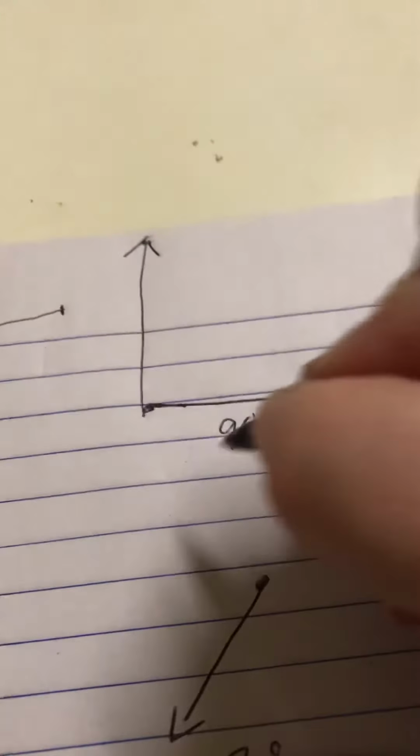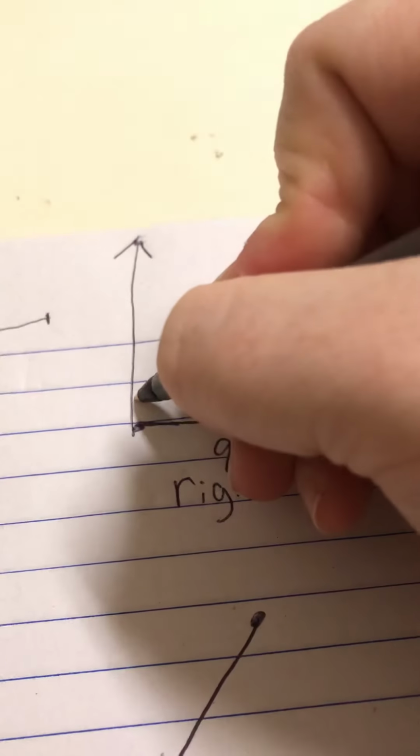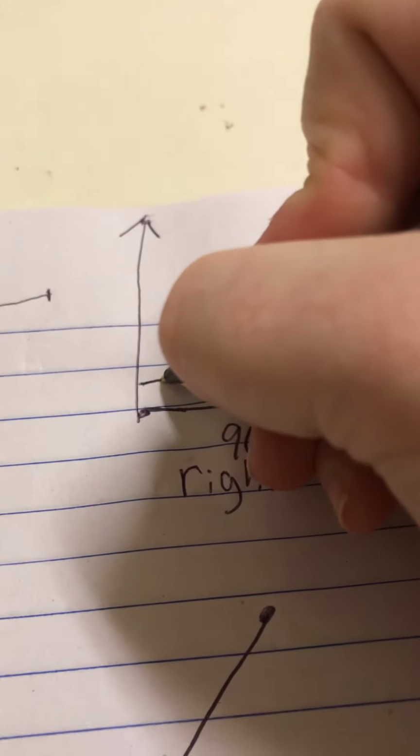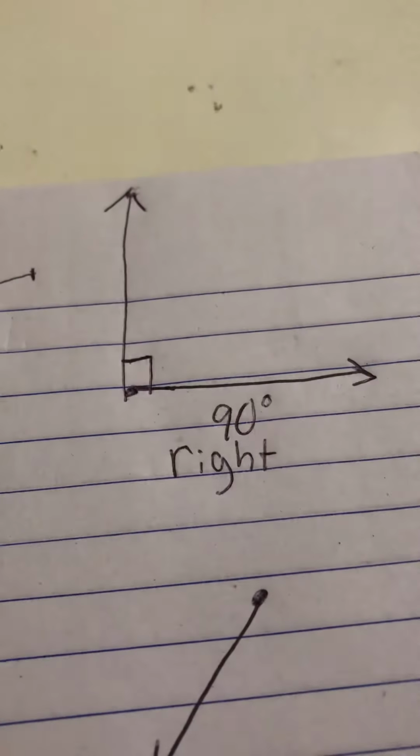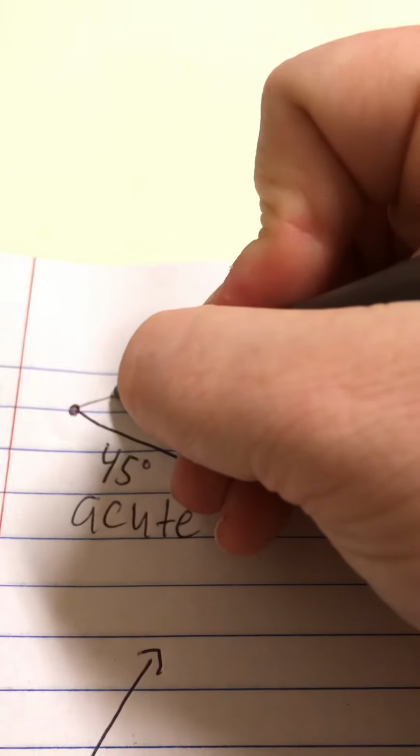90 degrees, remember, is what we call a right angle. Your right angles are always going to have a little box drawn in the corner. That is an easy way to know that they're 90 degrees. Your obtuse and acute angles, you're going to have a curve.